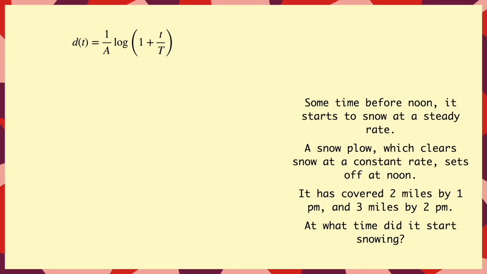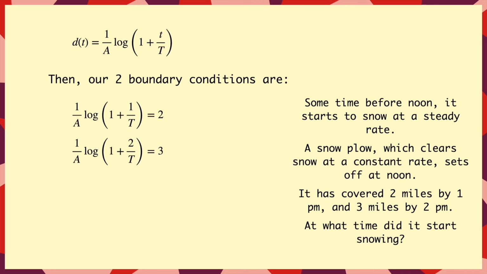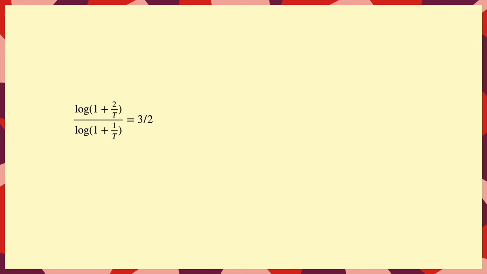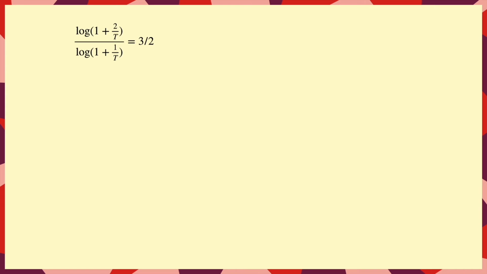Anyway, we have two unknowns, a and T, and how are we going to solve for those? Well, using the two boundary conditions that we're given. We know the distance covered is 2 miles and 3 miles after 1 hour and 2 hours respectively, which we can write like this. Now, big T is what we want to know, and we can quite easily eliminate a from these equations by dividing one of them by the other, which gives us this. So finally we have an equation for T that we can solve.